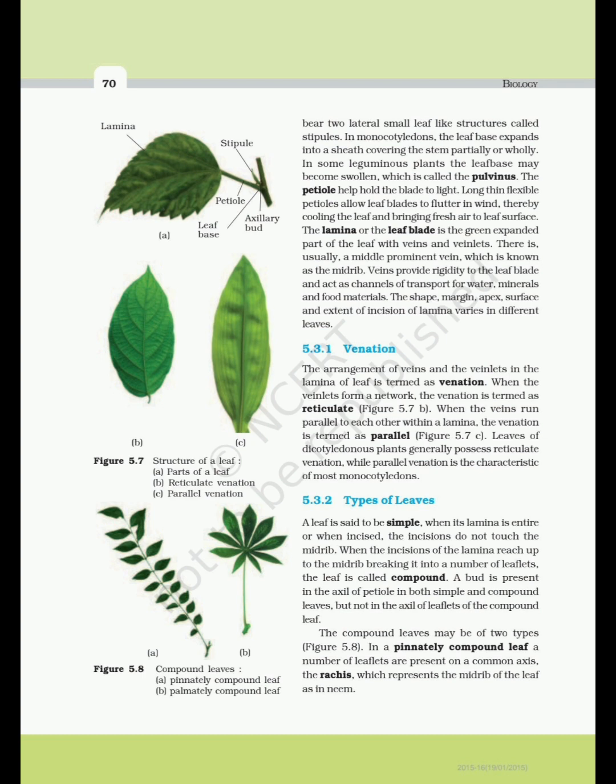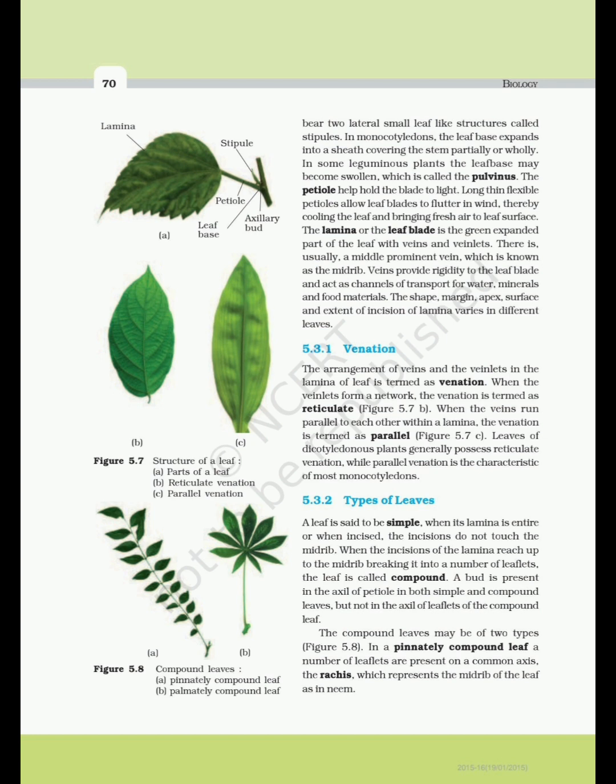The lamina or the leaf blade is the green expanded part of the leaf with veins and veinlets. There is usually a middle prominent vein, which is known as the midrib. Veins provide rigidity to the leaf blade and act as channels of transport for water, minerals, and food materials. The shape, margin, apex, surface, and extent of incision of lamina varies in different leaves.